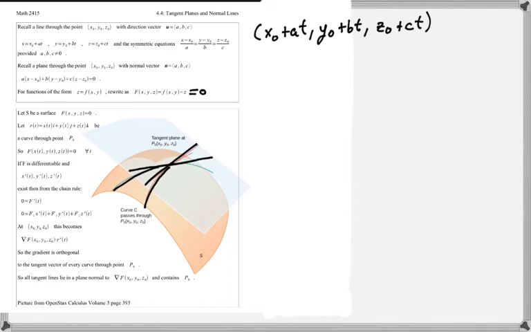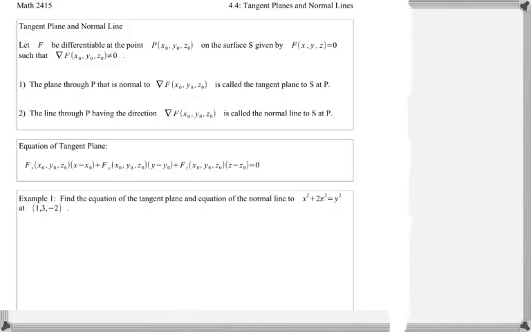All right, so let's go ahead and do a little bit more definitions, and we'll jump into an example or two. Okay, so tangent plane and normal line. Let f be a differentiable function at the point p, which is x naught, y naught, z naught, on the surface S given by f of x, y, z is equal to 0, such that the gradient of f at x naught, y naught, z naught is not the 0 vector.